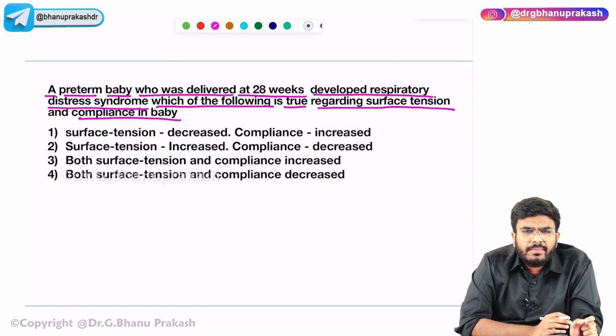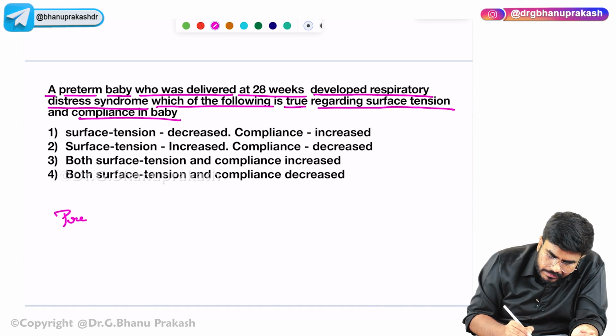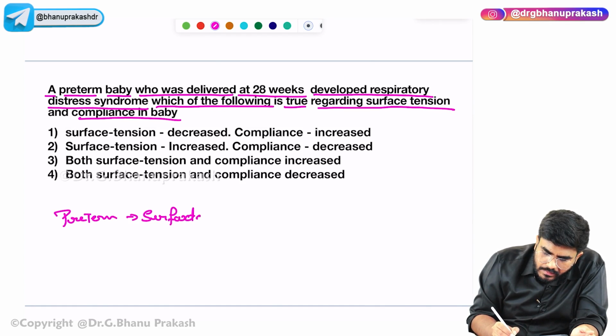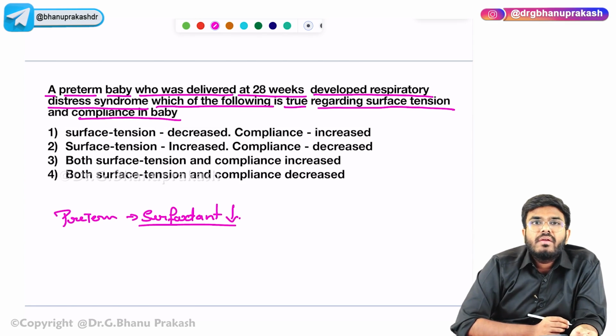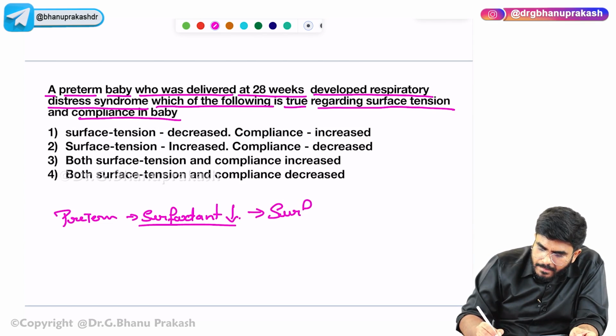This is a preterm delivery. In a preterm baby, what is not there? Enough amount of surfactant is not there. So surfactant is less. When surfactant is not there, what increases? Surface tension in the lung increases.